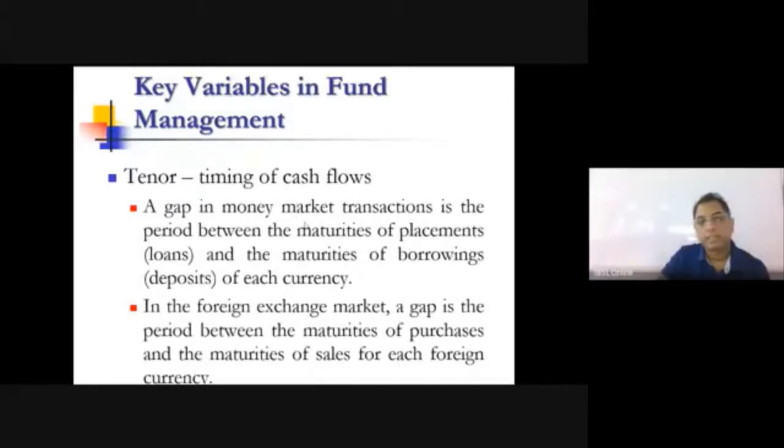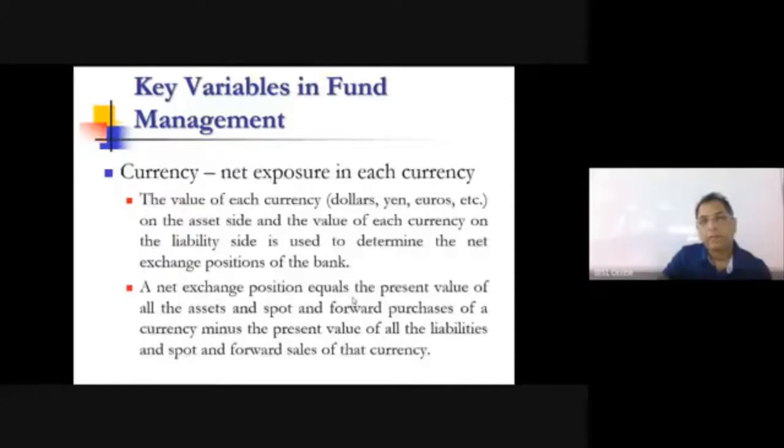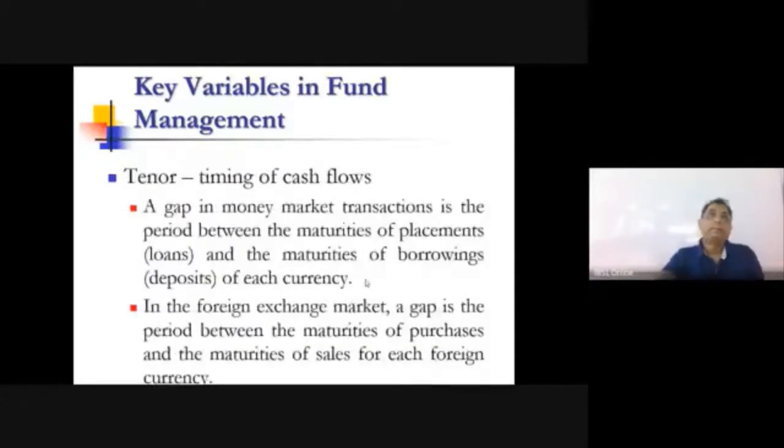Now, this is what I just explained to you. A gap in the money market transaction is the period between the maturity of placements or loans and the maturity of borrowings and deposits of each currency. Same thing I mentioned to you on interest rates. It works in the money market in all instruments. So, foreign exchange market. In the foreign exchange market, a gap is the period between the maturity of the purchase and the maturity of the sale. So, foreign exchange is a little more complex.